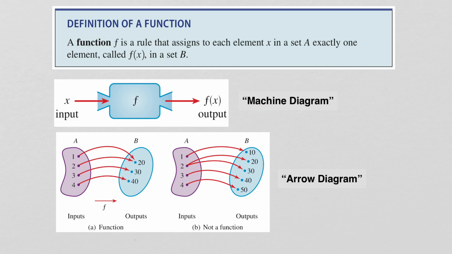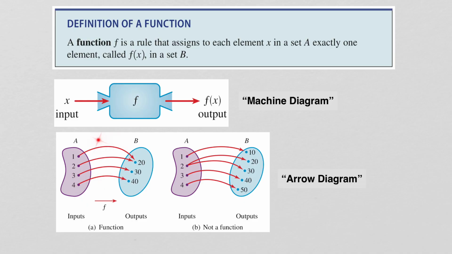We can also talk about the arrow diagram of a function, where you can see that in set A over here, we have some elements. In this case, we have the numbers 1, 2, 3, and 4. And all of them are being assigned some number in another set B. So for example, the number 1 gets assigned to the number 20. The number 2 also gets assigned to the number 20. That's actually okay. The number 3 gets assigned to the number 30, and the number 4 gets assigned to 40.